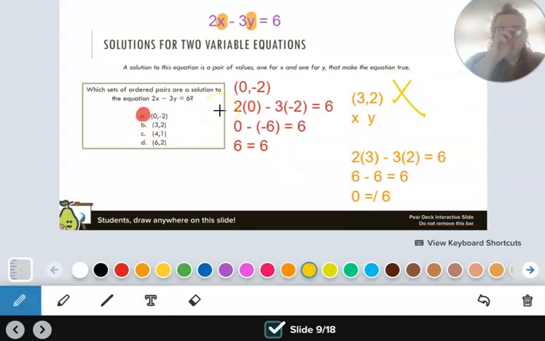So the first point that we plugged in, 0, negative 2, does work. So you can choose that one. And I just wanted to show you what it would look like if it doesn't work. We get this false statement, right? Because 0 and 6 are not the same. Push ahead to slide 10.